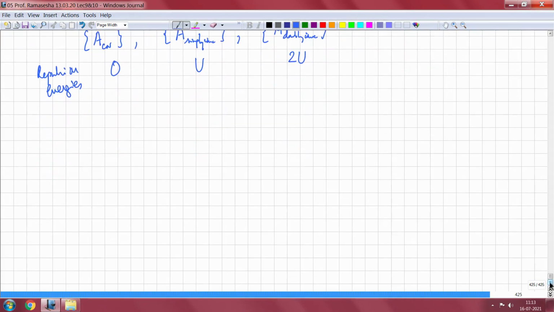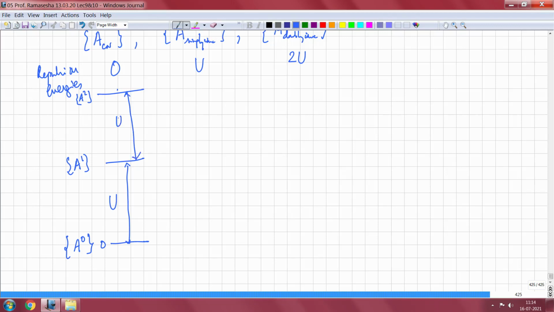So what we have are the following levels. A0, which means covalent, has the energy 0, and then A1, singly ionic, has the energy U, and then A2, which is doubly ionic, has the energy 2U, and so on and so forth. So this energy is 0, this energy is U, this energy is 2U.